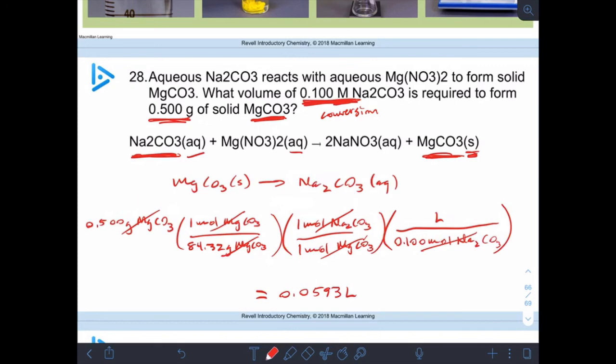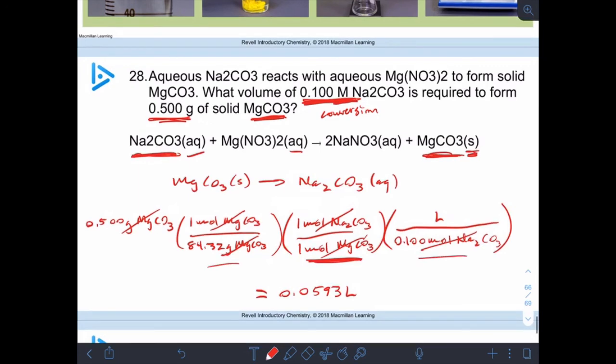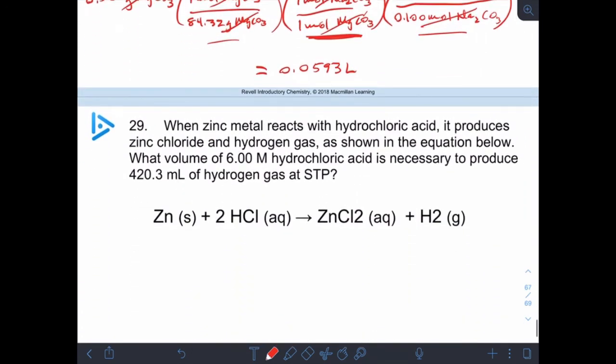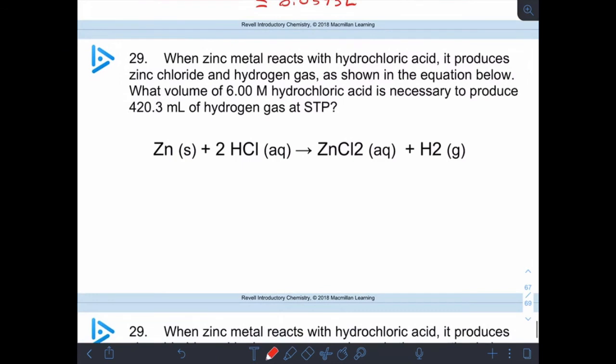Okay, but here's your stoichiometry. And then over here we use molar mass to get to moles, and over here on the right we use the molarity as a conversion factor to get out of moles. Okay. All right, last one.